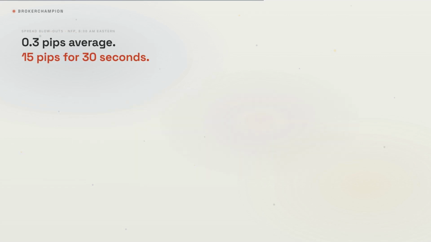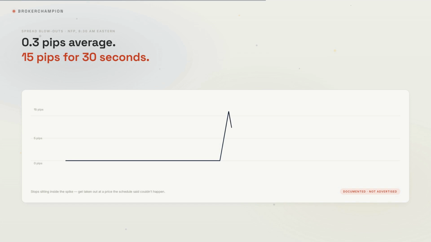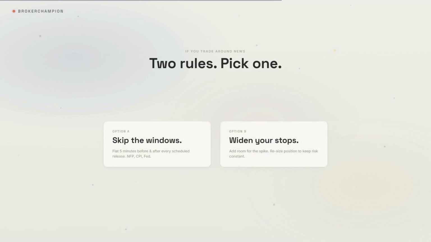Spread blowouts and news windows are the same story. A broker quoting Euro-US dollar at 0.3 pips on average can show 15 pips for 30 seconds at 8:30 a.m. Eastern. If your stop sits inside that range, you got taken out at a price the schedule said couldn't happen. These aren't deceptive, they're documented somewhere in the broker's terms, but they're not on the marketing page, and they accumulate for traders who don't actively manage them. If you trade around news, knowing this is the cost, skip the windows or widen your stops.